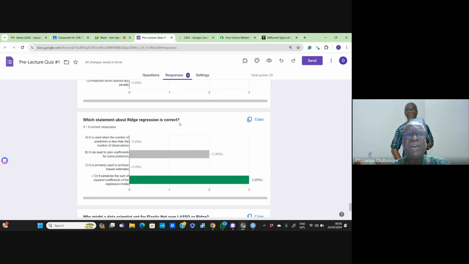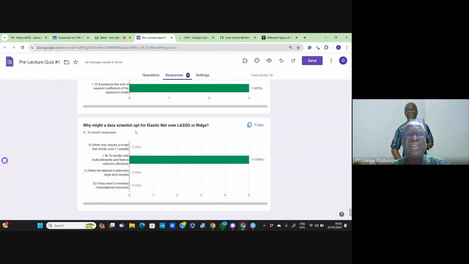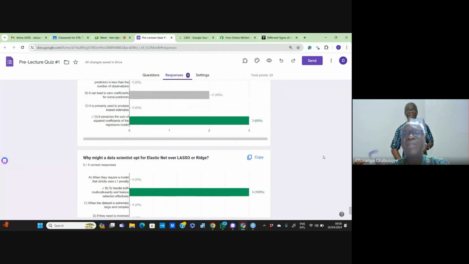Which statement about ridge regression is correct? It penalizes the sum of squared coefficients. I just said it now. And why might a data scientist opt for elastic net over lasso or ridge? To handle both multicollinearity and feature selection effectively. You all got that, and that's the last question.